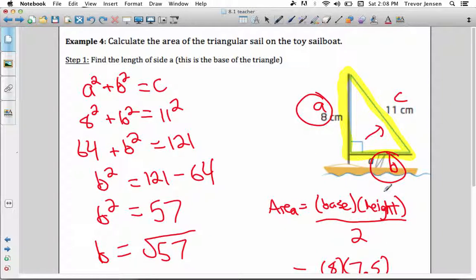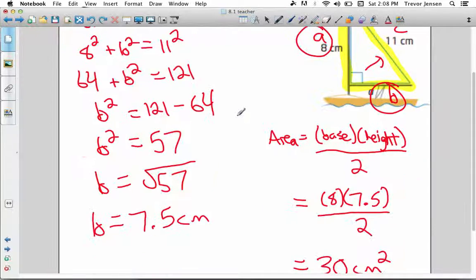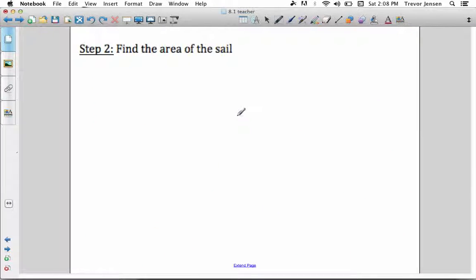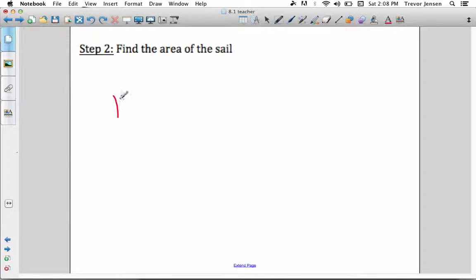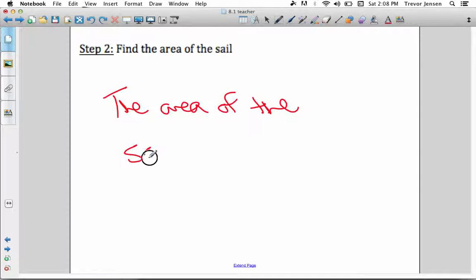So the question asked me to find the length, I did all of the steps in one here. I did give you room over here to find the area. I did that on this slide as well, but that's fine. So it asked me to calculate the area of the sail. I'll write my final answer on the next slide. The area of the sail is 30 centimeters squared. Good.